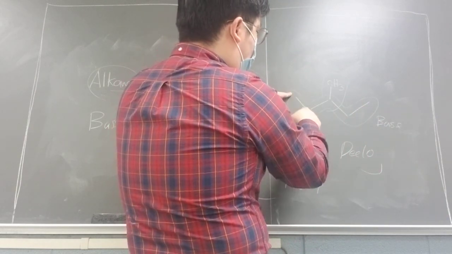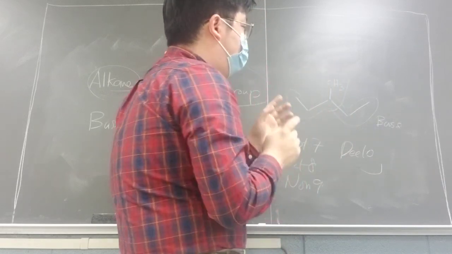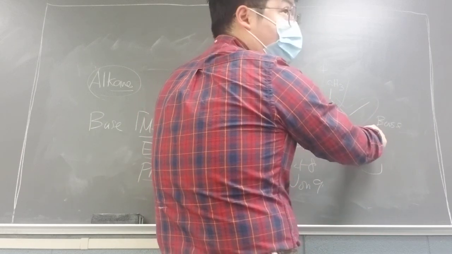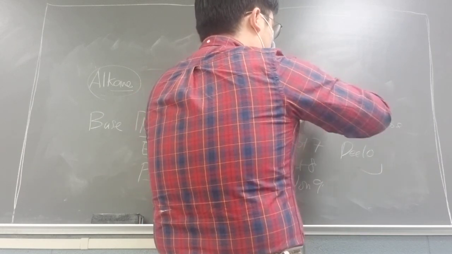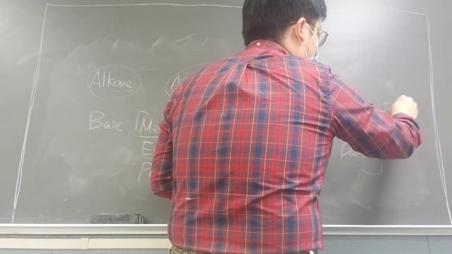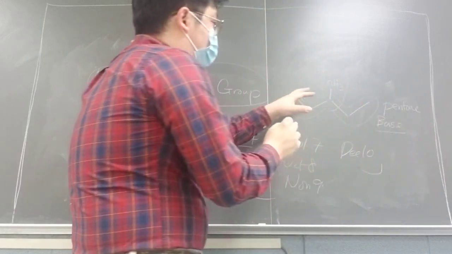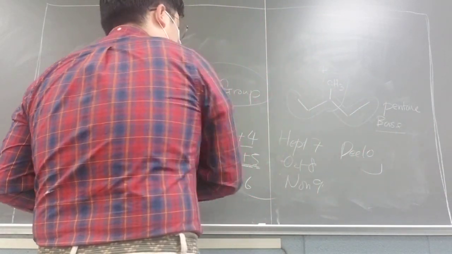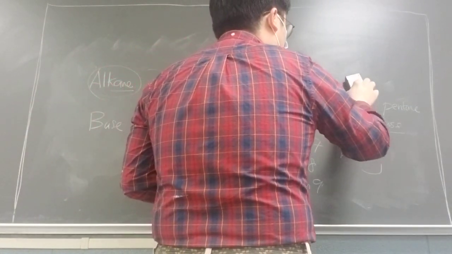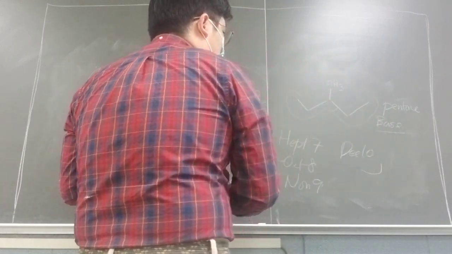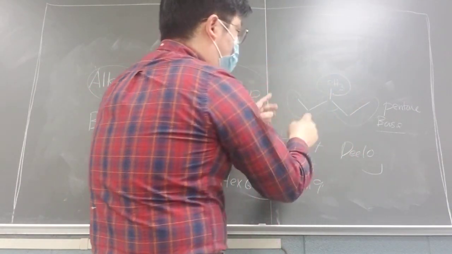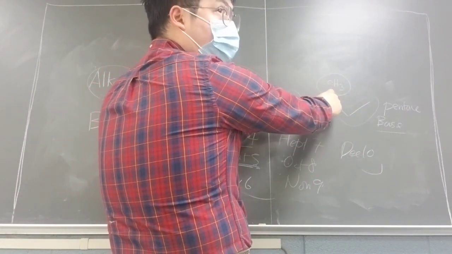If you go 1, 2, 3, 4, there are 4 carbons in this chain. If you do 1, 2, 3, 4, 5, there are 5 carbons in this chain. So instead of choosing this one, I'm going to choose this one as our base. So this will still be pentane, right? Once you find out your longest possible carbon chain, now you can tell which one is your alkyl group, which means the additional prefix is just this one, right? The only additional thing to your base is this one.